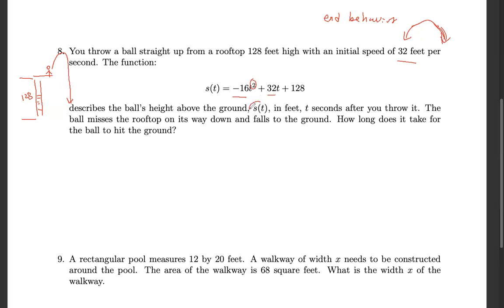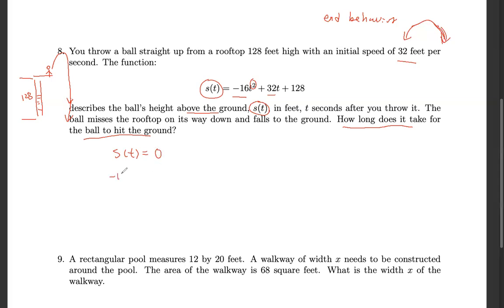So S of t represents the height of the ball above the ground in feet, and t represents time in seconds. The ball misses the rooftop on its way down and falls to the ground. The question is, how long does it take for the ball to hit the ground? So when the ball hits the ground, what is its height? Because S of t measures the height above the ground, when it hits the ground, it's 0.